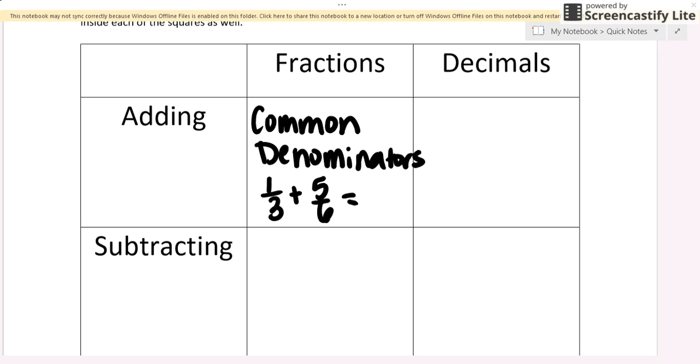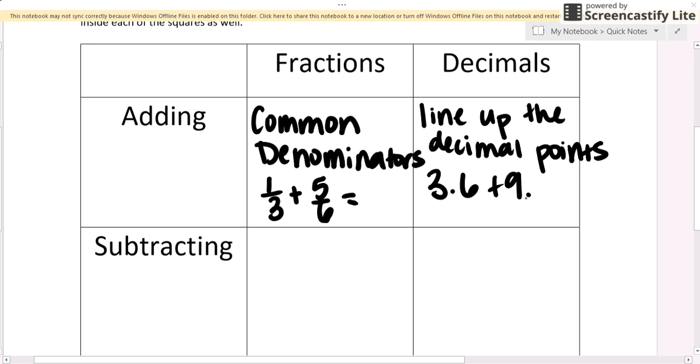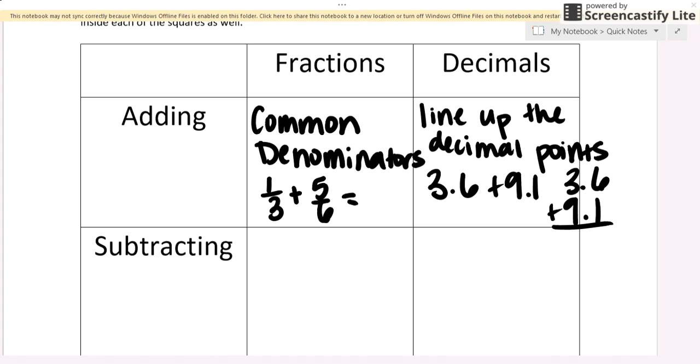Okay, important things about adding decimals is we have to line up the decimal points. Right? So this is only for adding decimals. So if I'm going to add 3 6/10 plus 9 1/10, I need to be sure that when I add them together, I'm lining up my decimal points. Okay, so go ahead and solve that one and pause your video while you solve it. As soon as you're finished solving it, you may push play and move on.